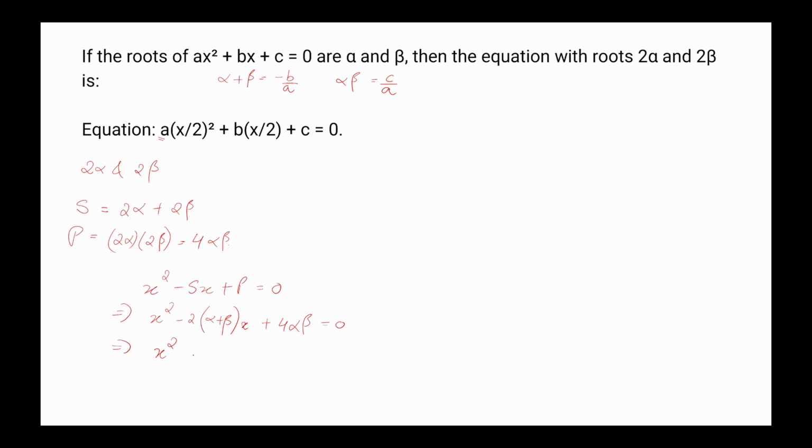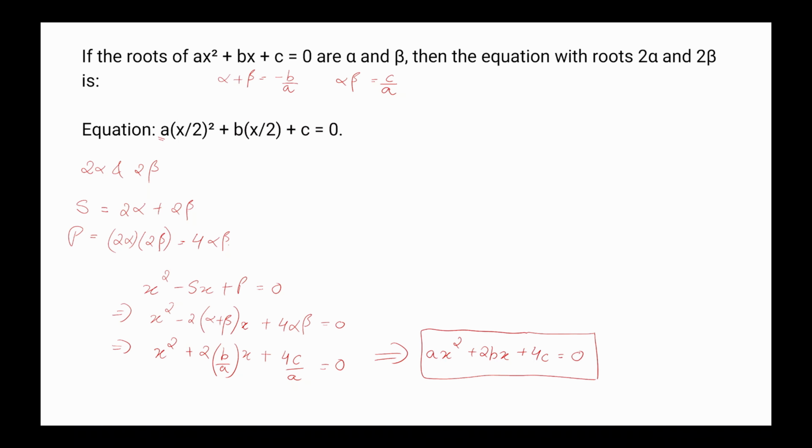This would become x square minus 2 times of minus b by a, this would become plus b by a x plus 4 times of c by a. Now if I convert this equation, it would transform to ax square plus 2bx plus 4c is equals to 0. So this becomes my equation.